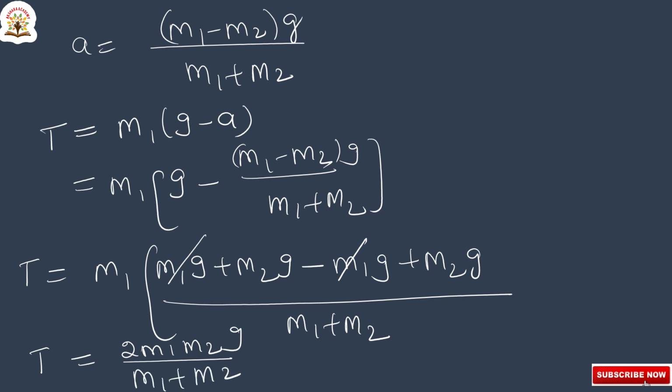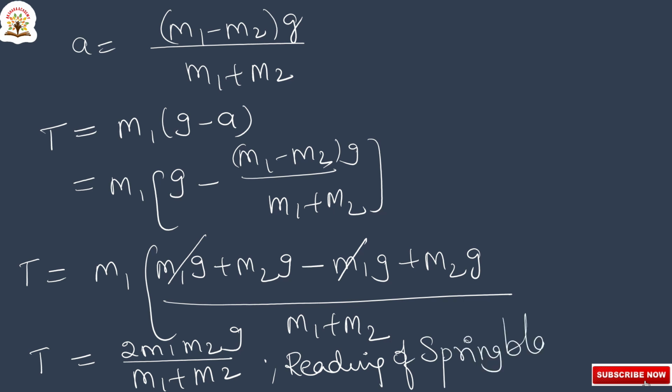So the reading of the spring balance is equal to 2 m1 m2 by m1 plus m2. Okay. Next we'll go to the next question.